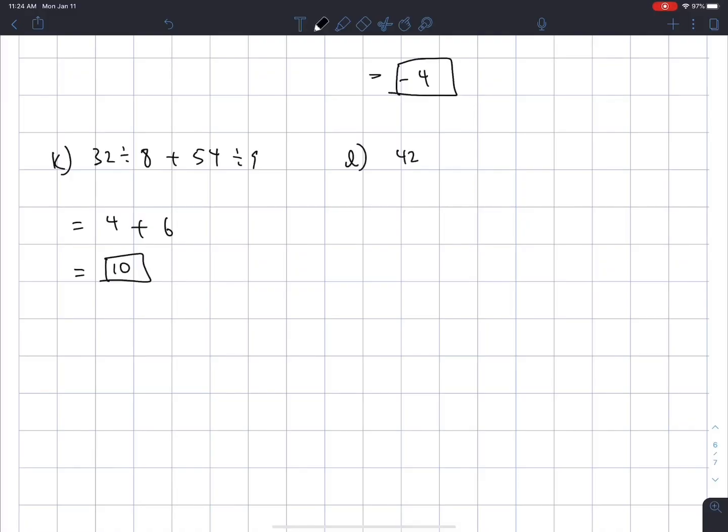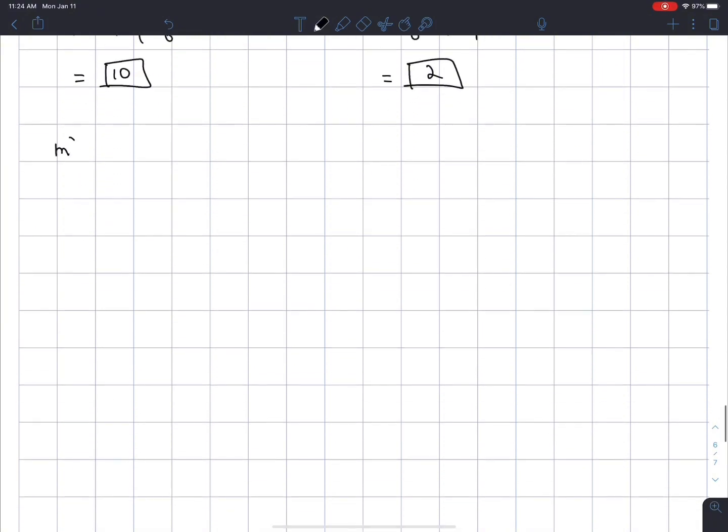L, 42 divided by 7 minus 32 divided by 8. 42 divided by 7 is 6. 32 divided by 8 is 4. 6 minus 4 is 2. M, 3 squared times 5 minus 2 to the power 3 divided by 4. 3 squared is 9. 2 to the power 3 is 8. 9 times 5 is 45. 8 divided by 4 is 2. 45 minus 2 is 43.